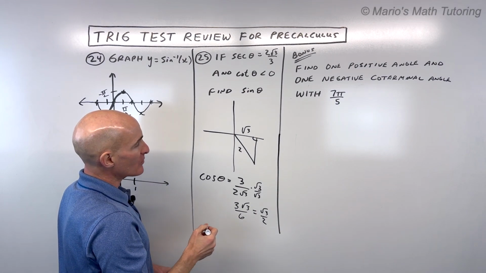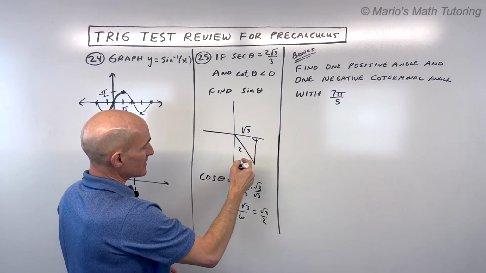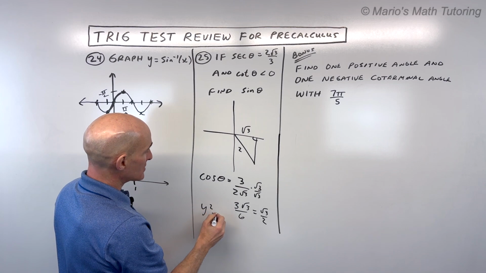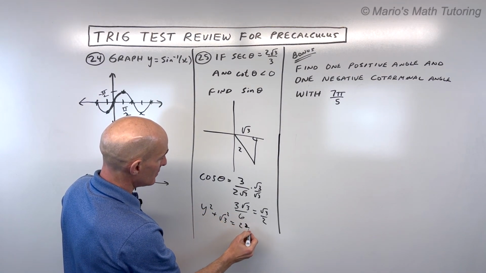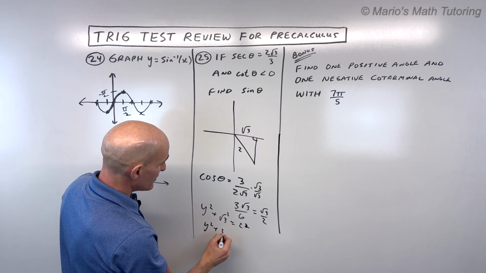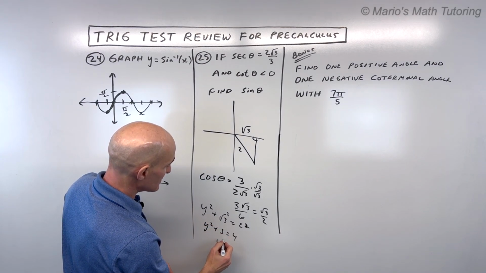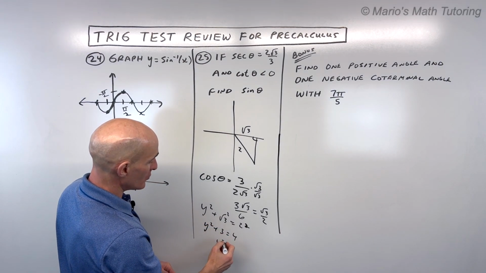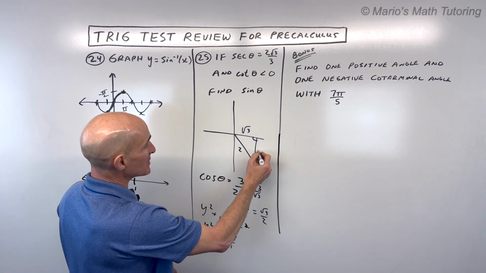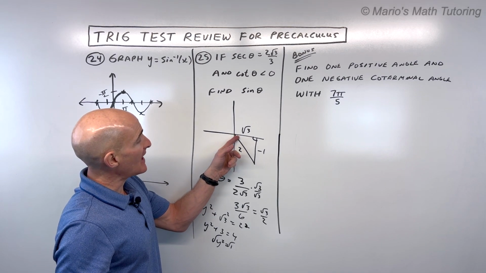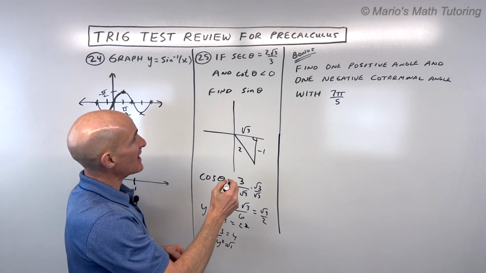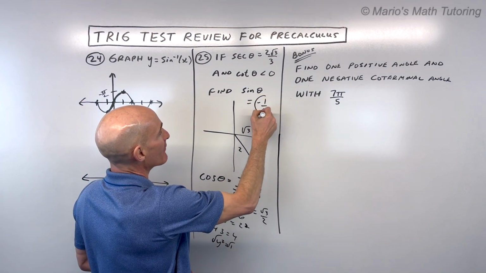If we do the Pythagorean theorem, let's call this y. That's y squared plus square root of 3 squared equals 2 squared. So that's y squared plus 3 equals 4, which means that y squared equals 1. Take the square root. y is equal to plus or minus 1. This will be a negative 1 since you're going down, you're in the fourth quadrant. And sine is the opposite over hypotenuse, so the sine is going to equal negative 1/2.